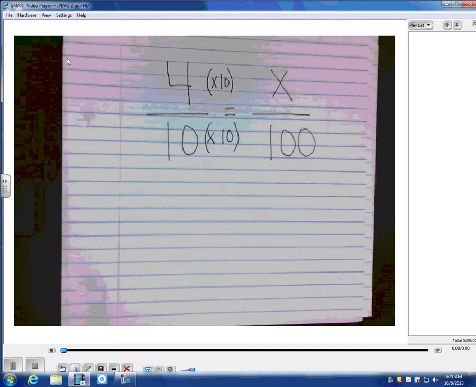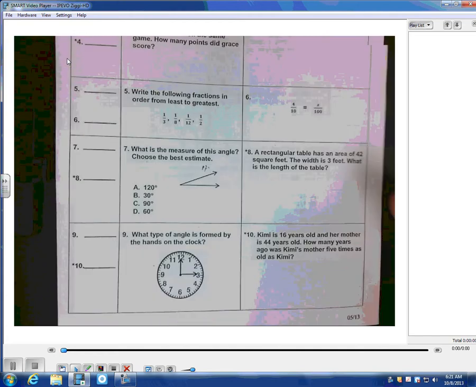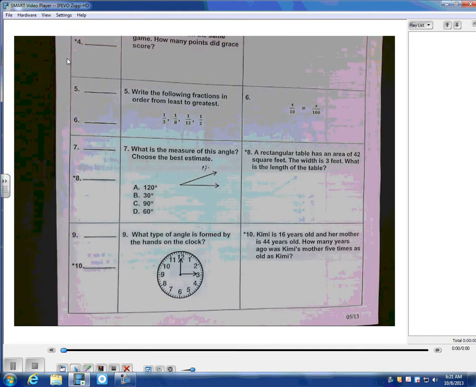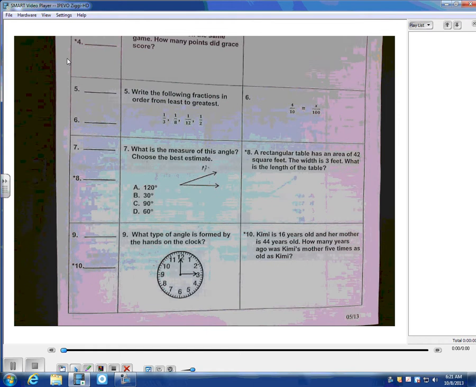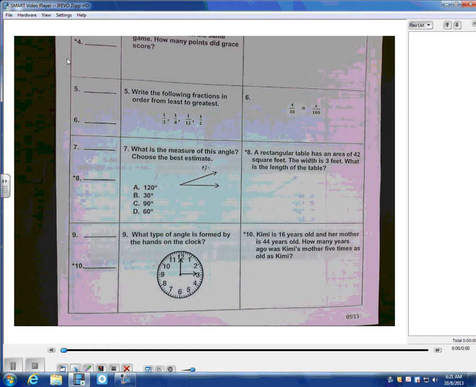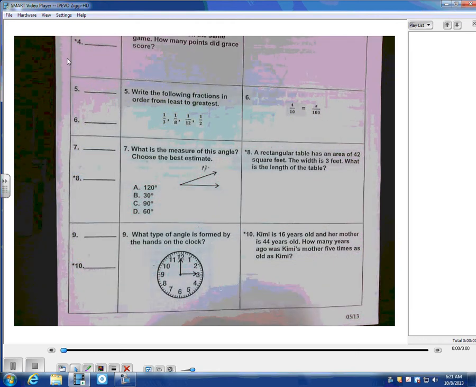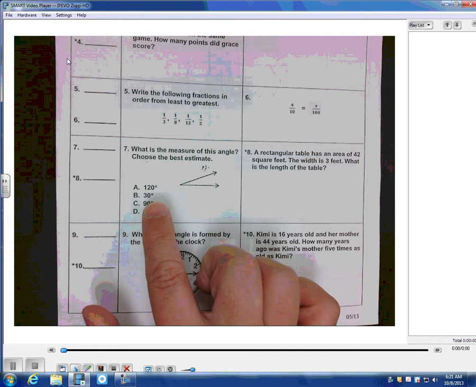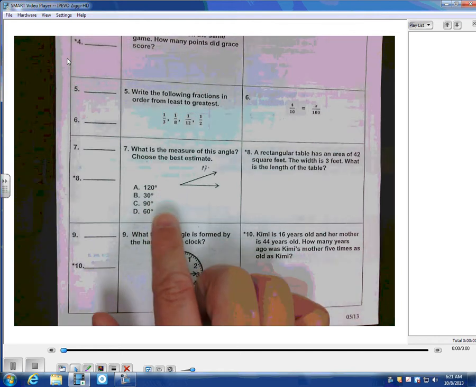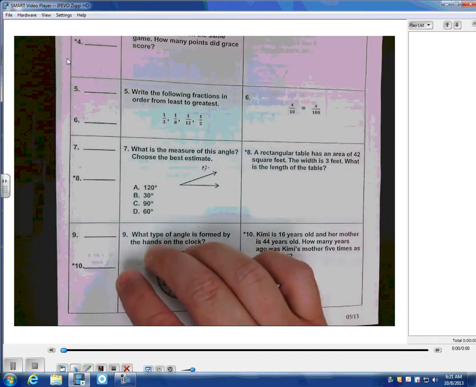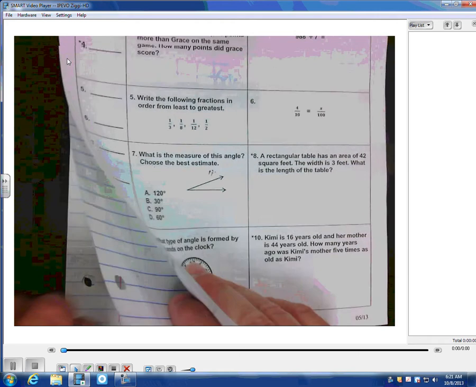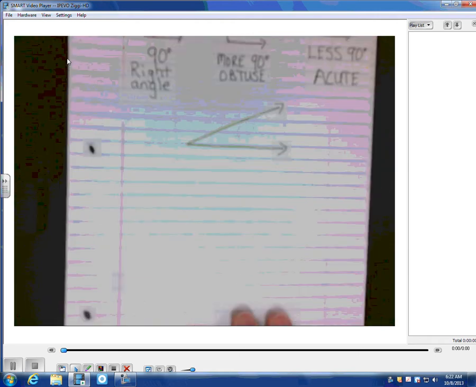Let's look at number 7. Number 7 says choose the measure of this angle. Choose the best estimate. So you don't have to measure it. We just have to estimate what would be the best estimate. Okay, and they say 120 degrees, 30 degrees, 90 degrees, and 60 degrees. Okay, so let's look at this one a little bit closer. Let's do a quick review of angles.